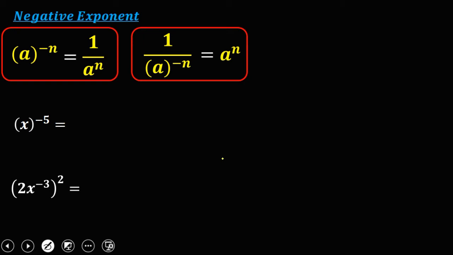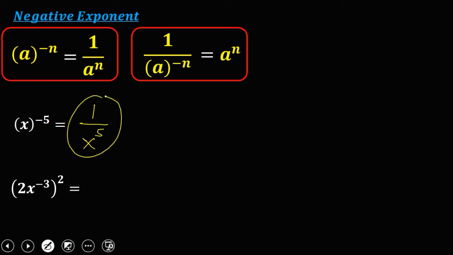So, then for the negative exponents, a to the power negative n is equal to 1 over a to the n. Then 1 over a to the power negative n equals a to the power n. So for this given, x to the power negative 5 is equal to 1 over x to the power 5. Then the exponent now becomes positive.